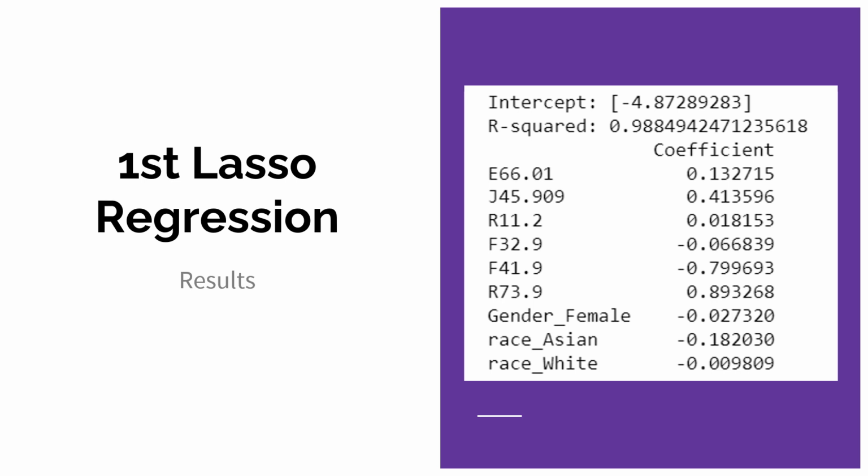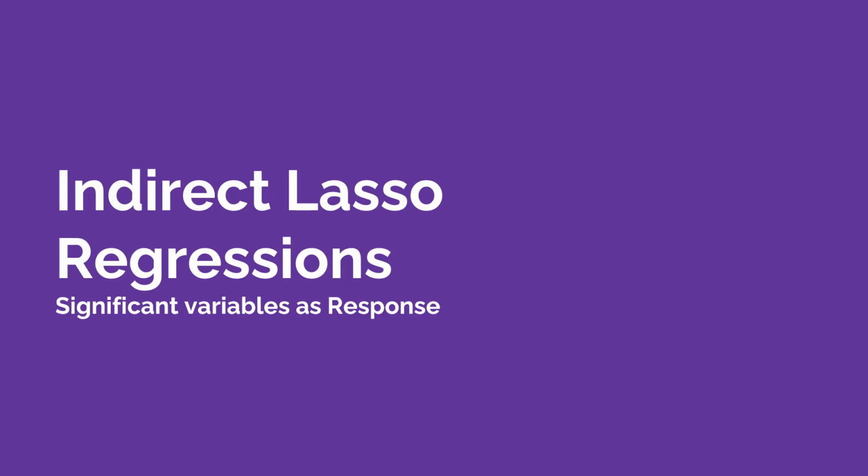Okay, so here are the results of the first lasso regression. You can see the statistically significant variables. Now we're going to talk a little bit about that previous slide, but more specifically jump into the indirect lasso regressions and break down what each diagnosis code is as well.